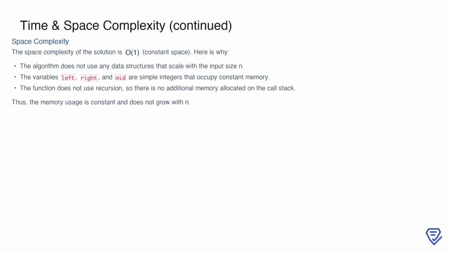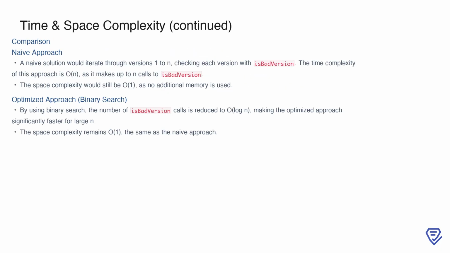The space complexity of this solution is O(1), meaning it uses constant memory regardless of the input size n. This is because the algorithm does not rely on any additional data structures that scale with n. Instead, it only uses a few integer variables, left, right, and mid, all of which occupy a fixed amount of memory. Additionally, the function avoids recursion, which means there's no extra memory consumed on the call stack. Since the memory usage does not change as n grows, the space complexity remains constant, making the solution very efficient in terms of space.